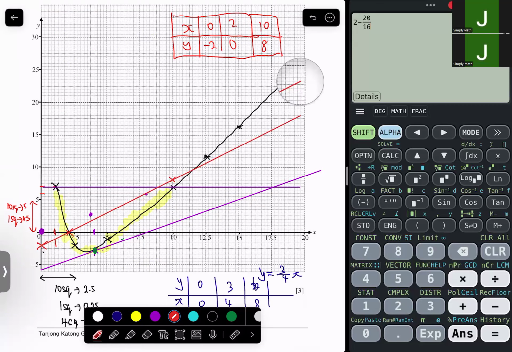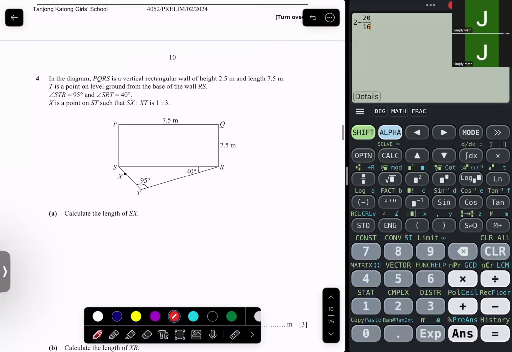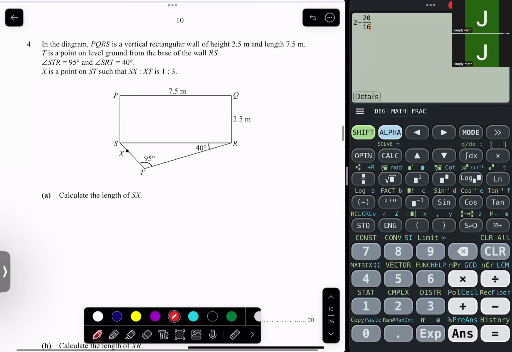Okay, I'll draw the line a bit longer. So the solutions will be their intersection, which is over here and over here. So just write down the x coordinates of the line.